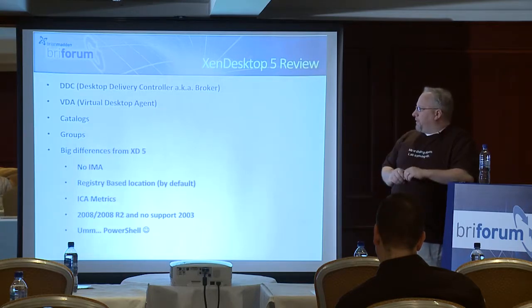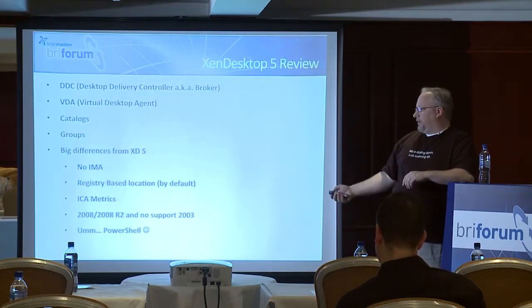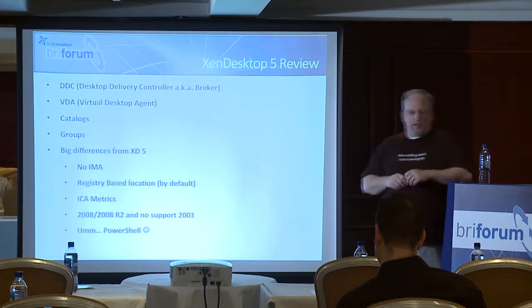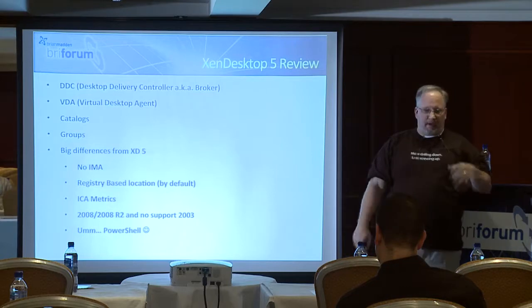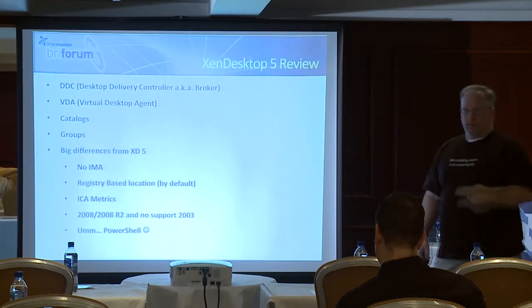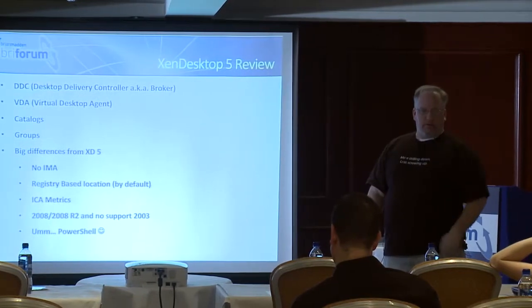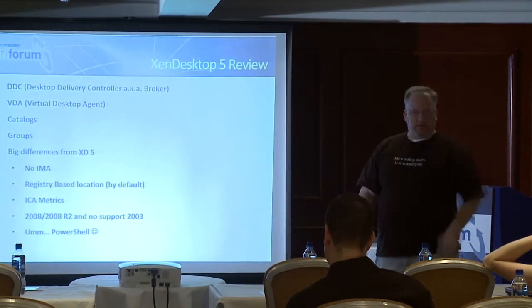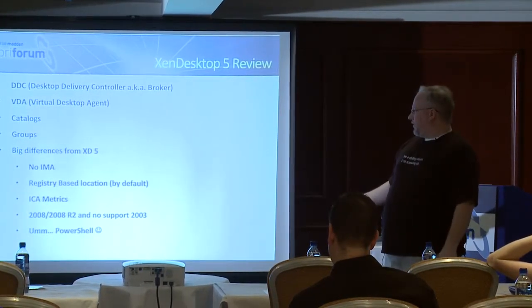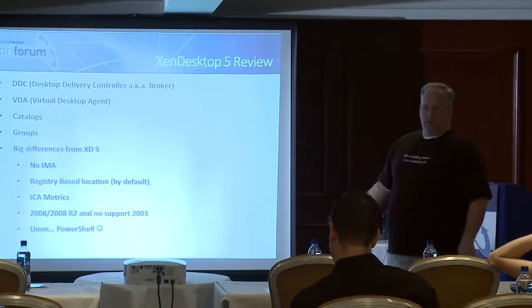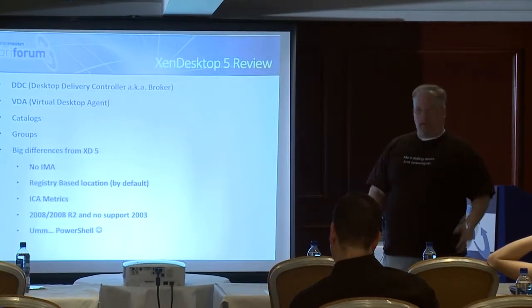They added some ICA metrics in XenDesktop 5 that they did not have in 4.0. That's more of just a bump in functionality. So the other thing that they did in XenDesktop 5 is they cut the cord with 32-bit, or as far as cut the cord as far as Windows 2003 is concerned. And they went strictly 2008 R2 with no support for 2003 at all.